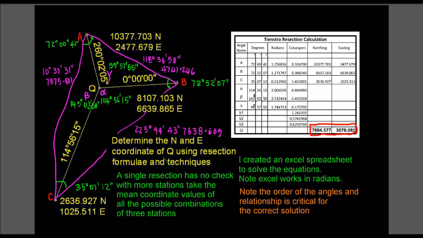Now the thing with Excel is that it works in radians. So what I then did was converted all of these angles to radians. Now obviously a circle, 360 degrees, is 2 pi radians, so we've got 72 degrees 0 minutes 41 over 360 times 2 pi gives us the radians. So I could put a formula in there, copy it down there, and we've worked out all the radians for all of the angles there.